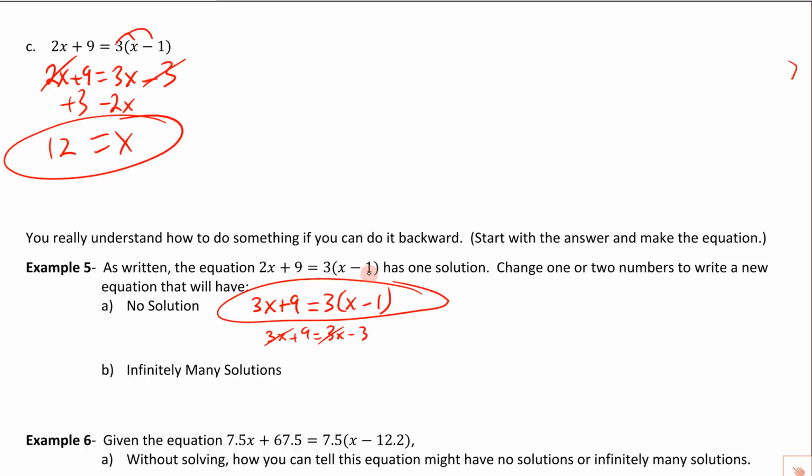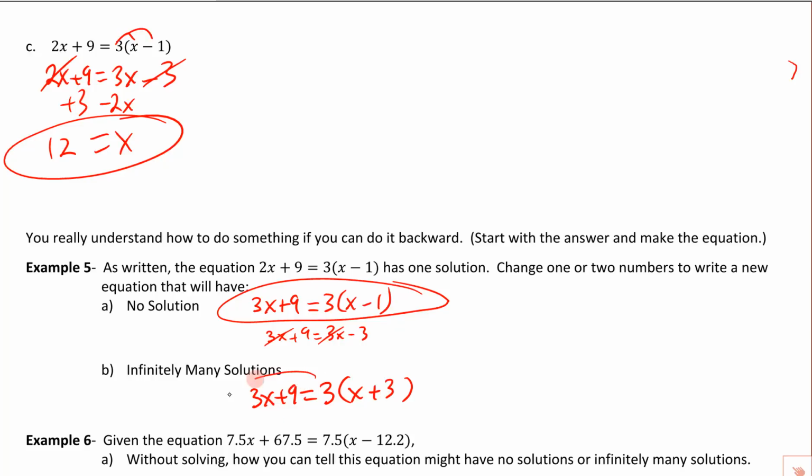If we wanted this to have infinitely many solutions, then we could do this. Let's stick with the same idea here. Let's make that a 3x plus 9. And then over on this side, we'd have the 3 multiplying the x. But now we want this to turn out to be a positive 9 when we distribute through. So when we distribute through and it's a negative 1, we get a negative 3. Well, we want it to be a positive 9, so we're going to make sure that it's positive. And 3 times what would equal 9? Well, that would be a 3, okay?